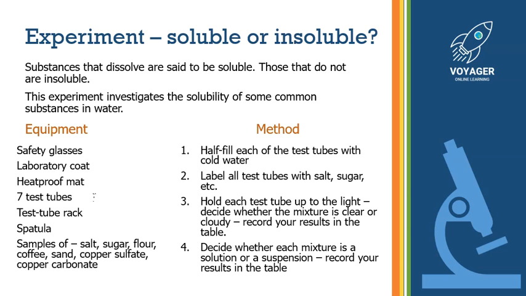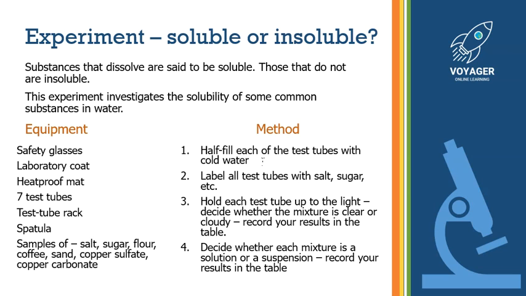Now, if you've got a chemistry kit at home with some test tubes and a test tube rack, that's awesome. If you don't, you can just use some glasses, so just normal kitchen glasses for drinking out of, or cups. You can use those instead. And you'll need a spatula or something very small, like a teaspoon, which you can scoop the substances into your water. So our substances are salt, sugar, flour, coffee, sand, and if you can, copper sulfate and copper carbonate. So here is the method.